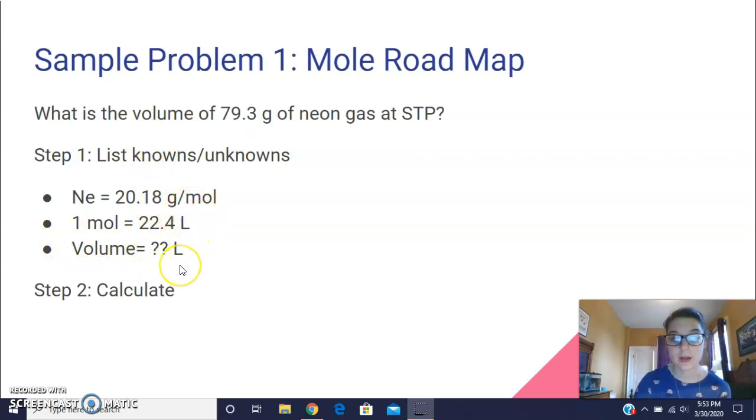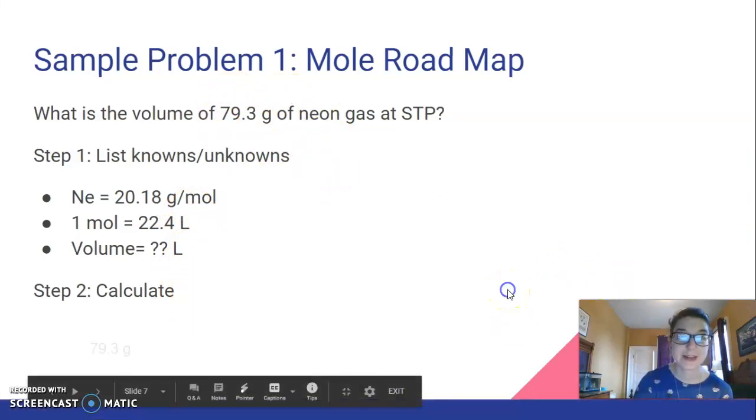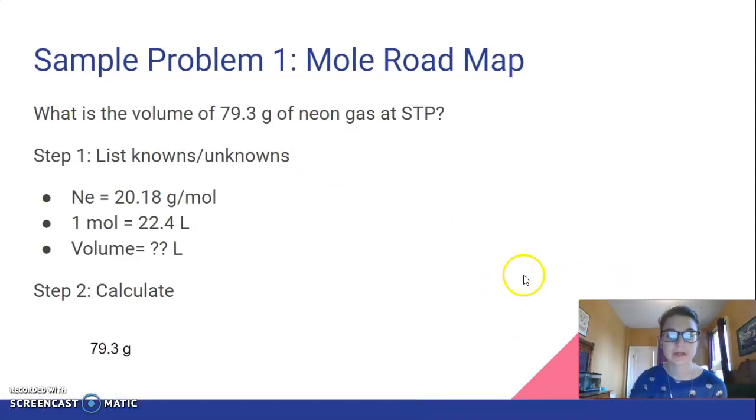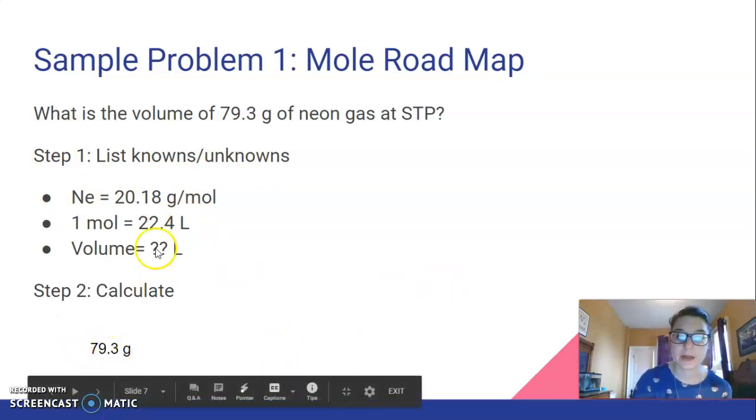So now that we have our knowns and unknowns, we can go ahead and calculate. We're going to be starting with the known as 79.3 grams. From grams, we can't go directly to volume. If you look at your roadmap, there's only really one road that you can take from grams, and that is going to moles. So we are going to convert from grams to moles. The conversion factor that we're going to use for that is 1 mole over the molar mass, which is really the molar mass here, just inverted. So we're going to take 79.3, multiply it by 1 mole, and divide by 20.18.